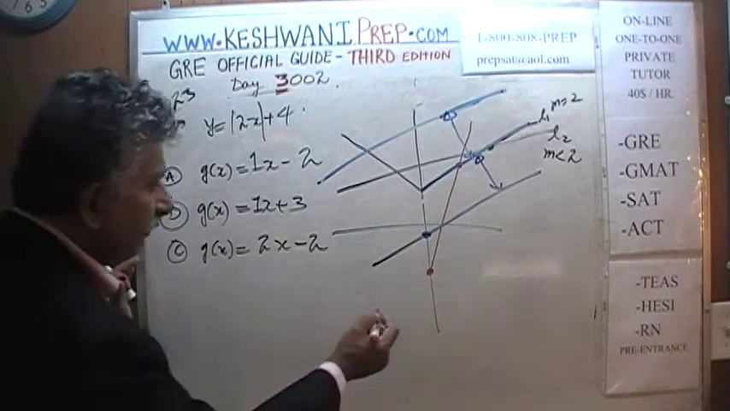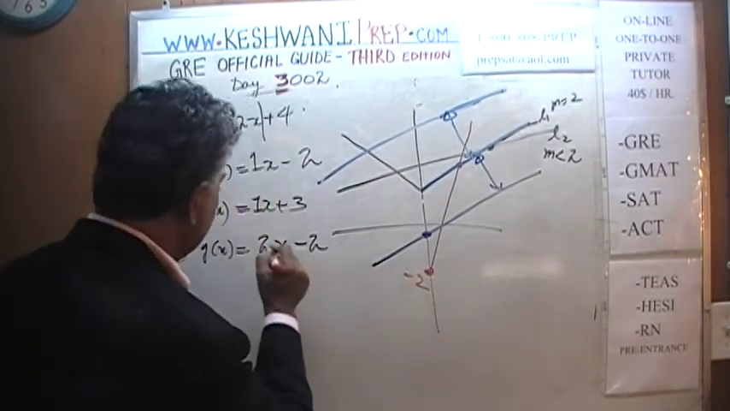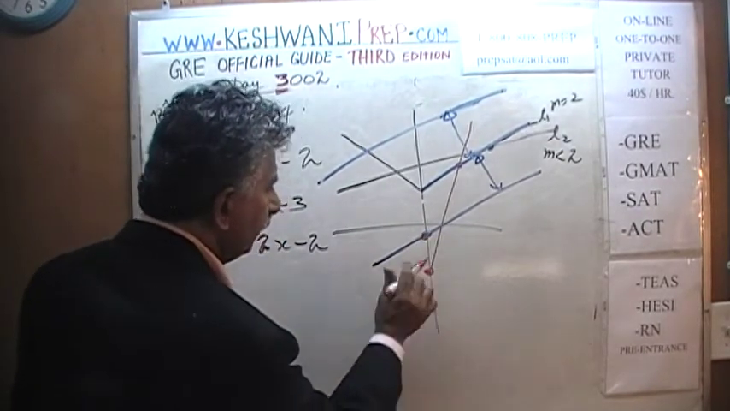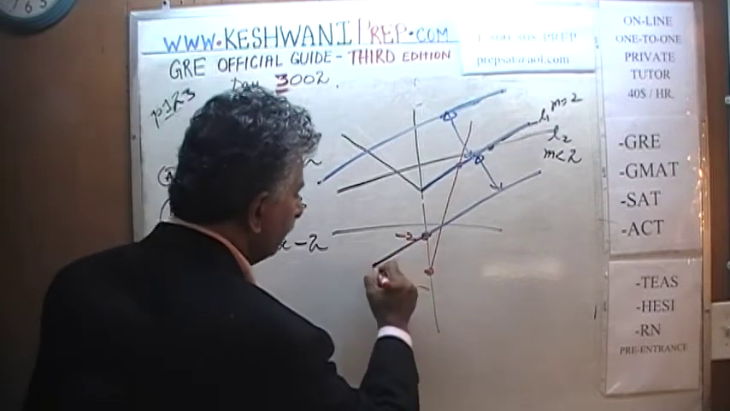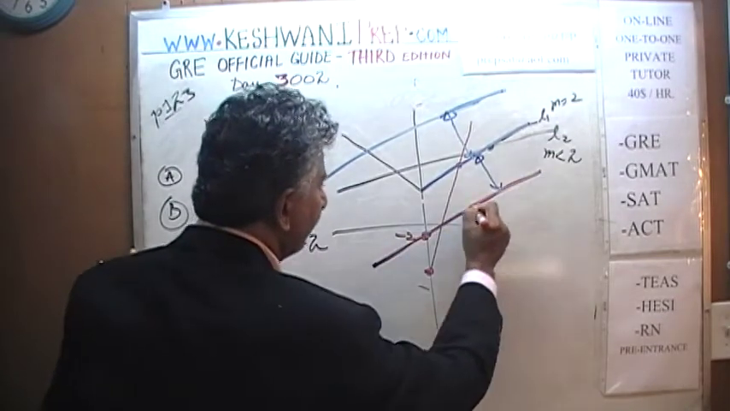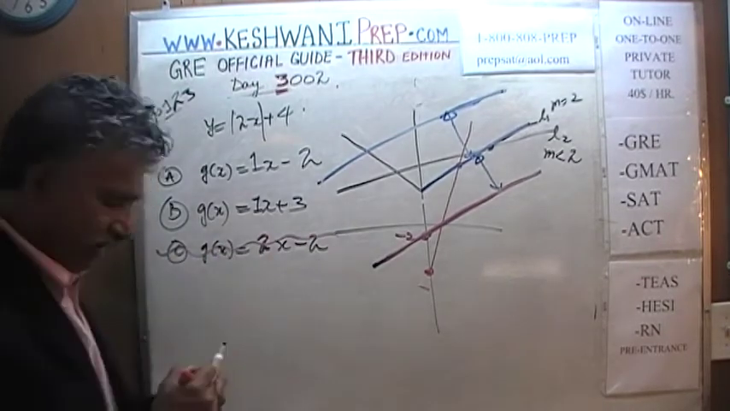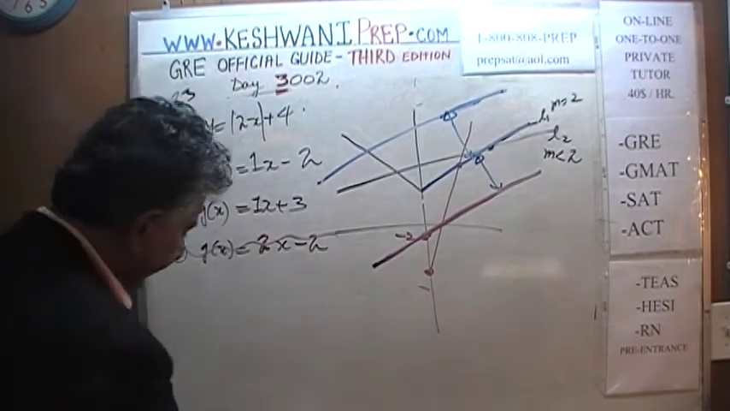It has an intercept of negative 2, but it is parallel to what is given to us. It has the same slope. It will never intersect it. They have the same slope.